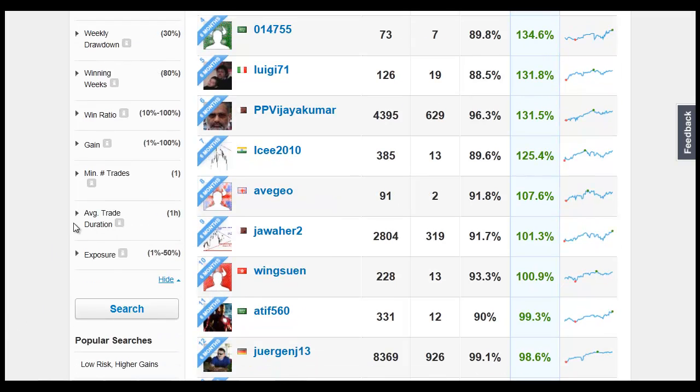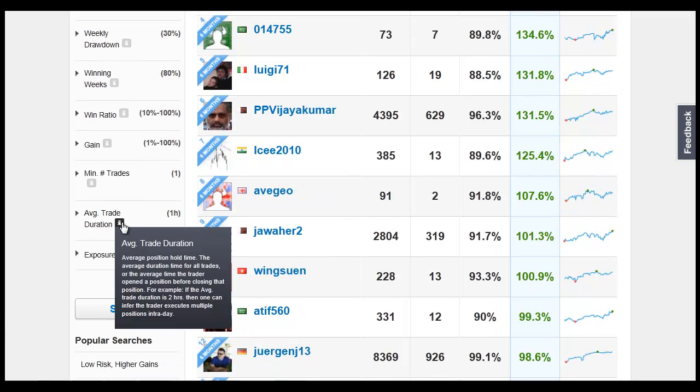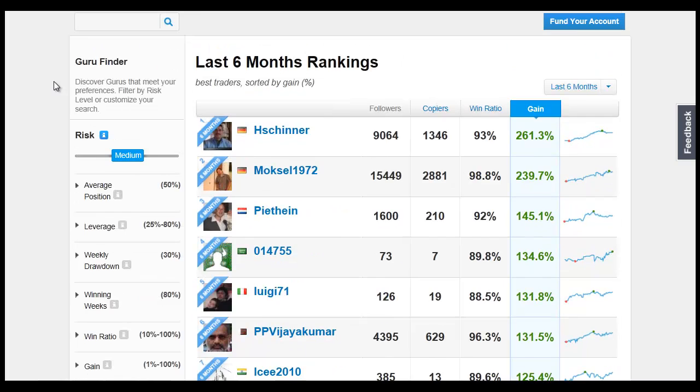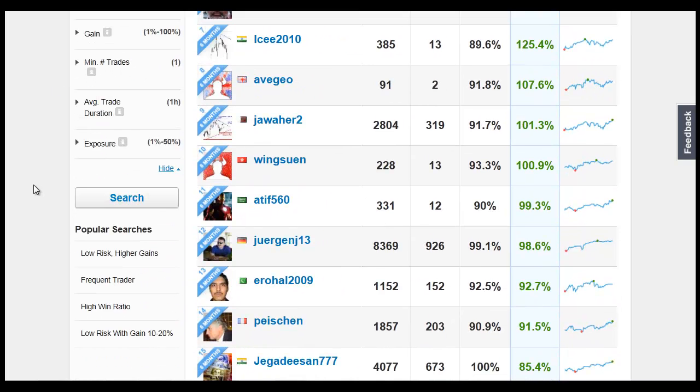Moving on. Average trade duration. You know what that means. Average position hold time: the average duration for all the trades, the average time the trader had a position open before closing it. Exposure. Exposure is different from average position because it takes into account all of the positions that you have opened. If we said that maybe an average position is 20% of your equity, or maybe your average position is 70% of your equity, which is insane. We're looking at numbers between 10 to 15, not more than that. But exposure takes into account all of the positions that you have put together.